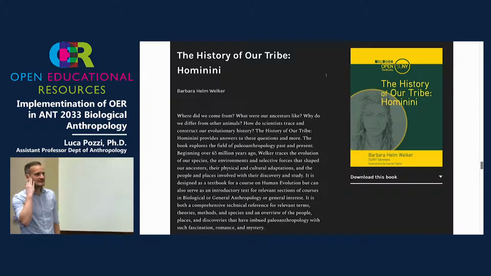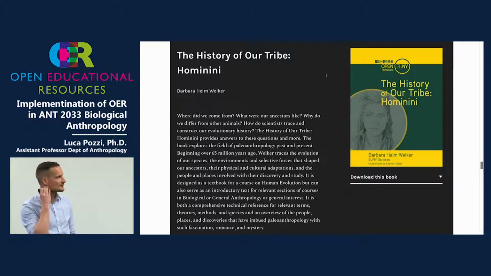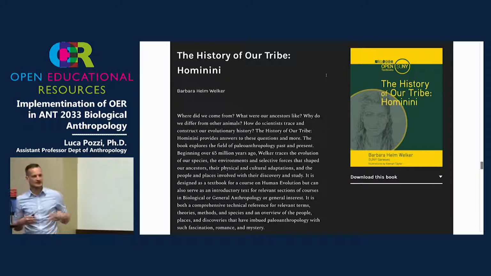While we were developing this class, they eventually published this particular book, The History of Our Tribe, by Hominin. This is an open access book that is available. It fulfills some of the requirements that we wanted, so we use some of its chapters. It's very based on the fossil record, and we don't cover the fossil record in so much detail, but we actually use some of these chapters as part of our curriculum.